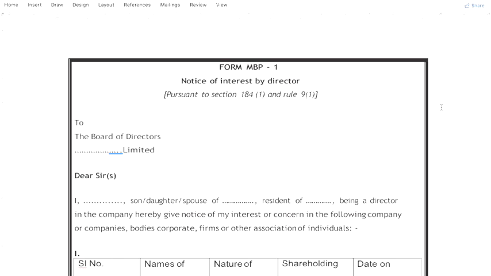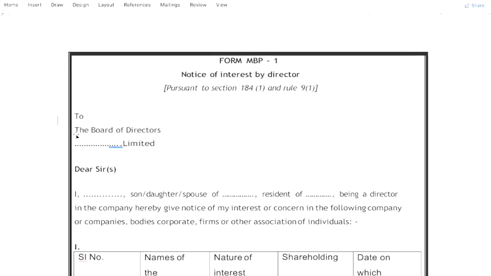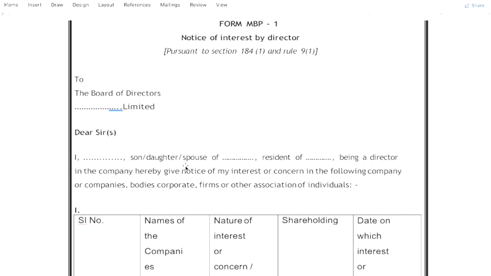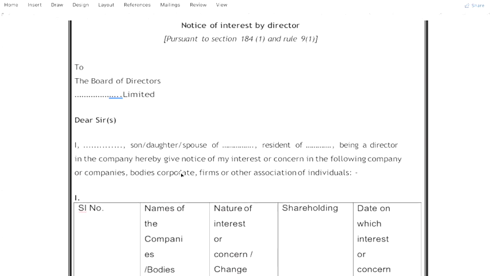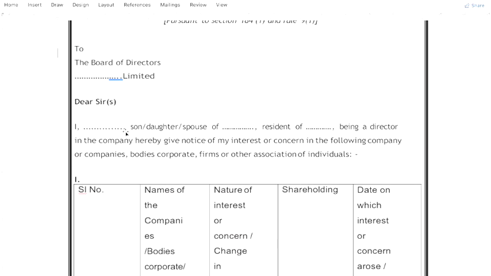Now let us see how to fill form MBP-1. So this is how form MBP-1 will look like. MBP-1 has to be addressed to the board of directors and the company's name, and the director has to disclose his details here. So I, the director's name, son, daughter or spouse of the respected person's name, residing at his address. Being a director of the company, hereby give notice of my interest or concern in the following companies.